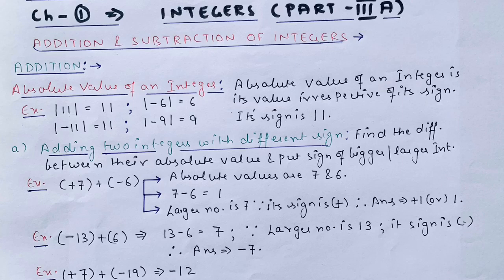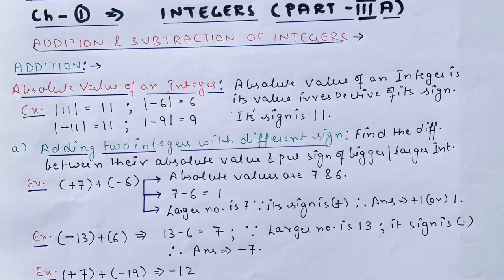Now coming to our addition. The first kind of addition is when you are adding two integers which have different signs. Two integers are there, one has a plus and one has a minus. In this case, you will find the difference between their absolute values. Find both integers' absolute values, find the difference between them, and then put the sign of the larger integer. See the example, it will become more clear.